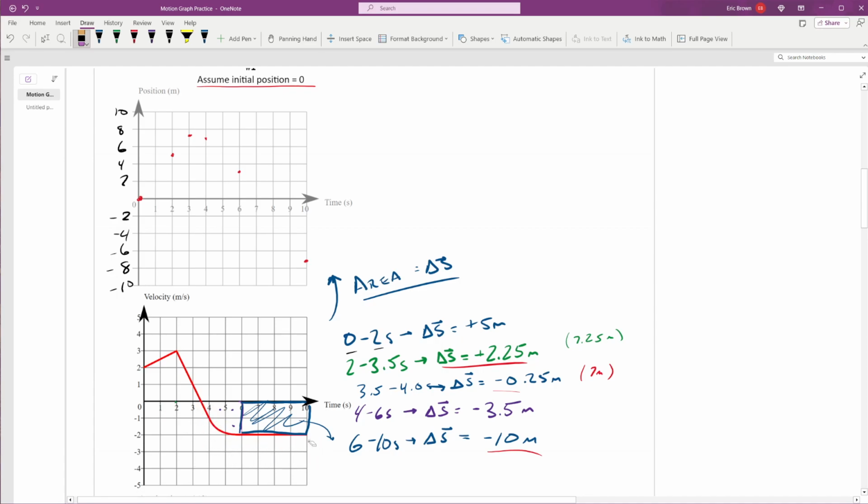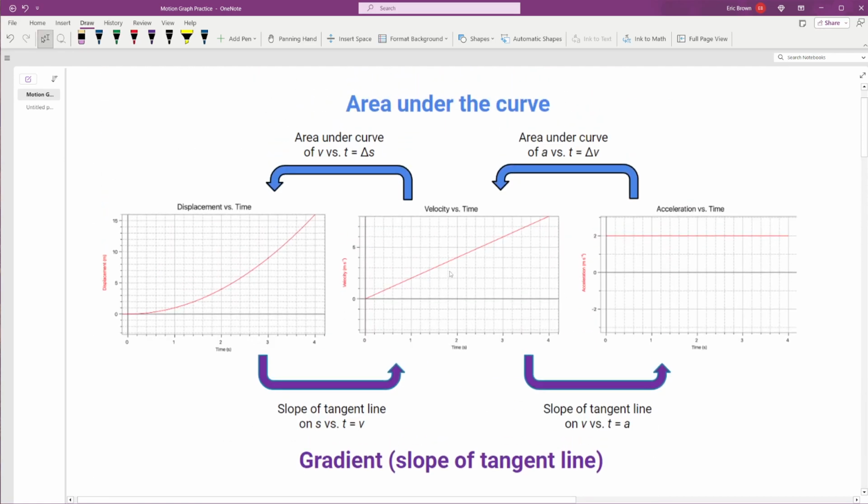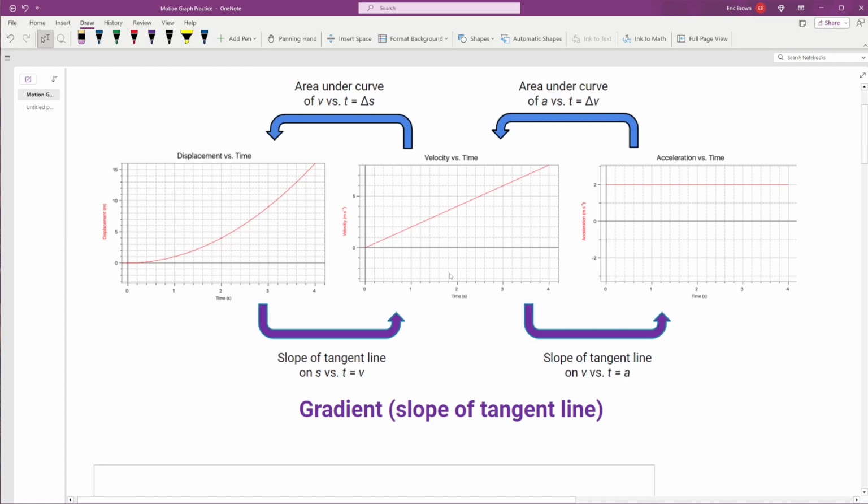Because we want to use the rule. Let's look at the rule. We want to use the rule that velocity is the gradient of displacement versus time. So if I have numbers for velocity, it's telling me about the steepness of this graph. Just look at this example real quick.